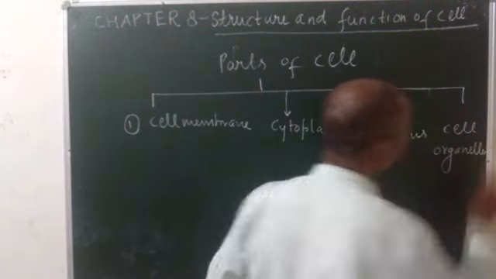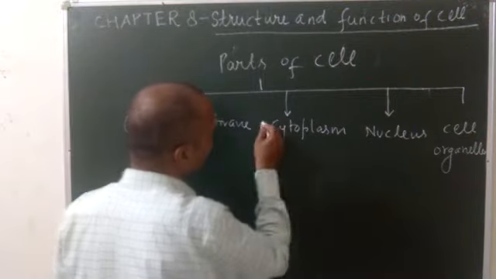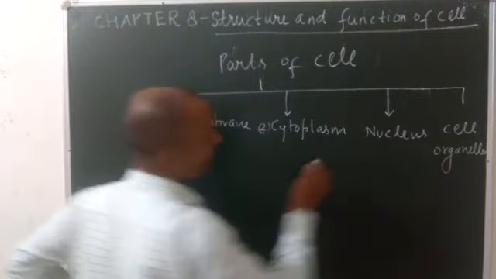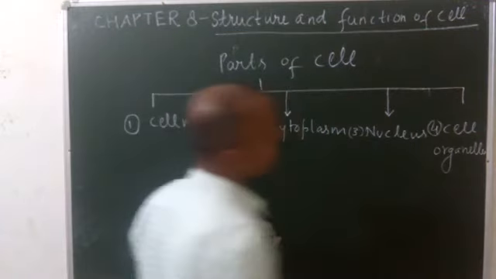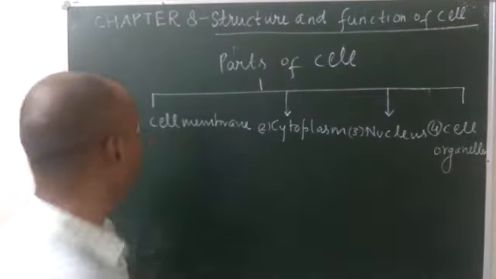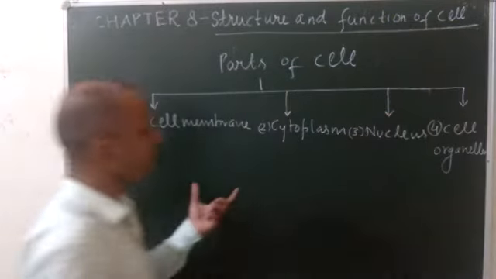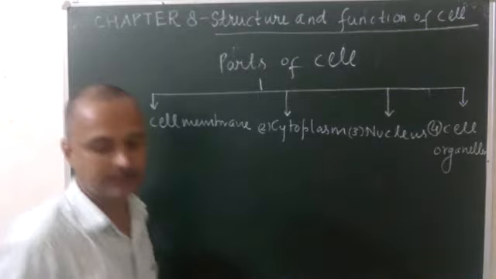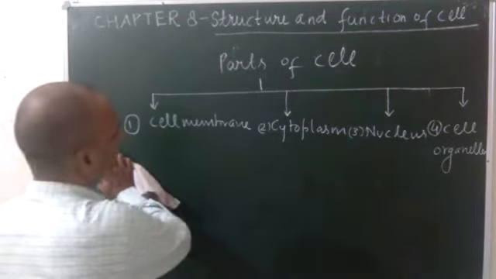So how many total parts of the cell? There are four parts. The first part is the cell membrane. Second part is the cytoplasm. Third part is the nucleus, and fourth part is the cell organelles. Okay, let us see the structure of the cell, then we will know about the functions of these parts. See how you will draw a basic cell and these parts.